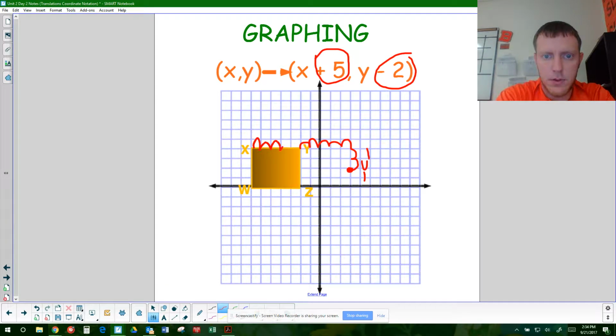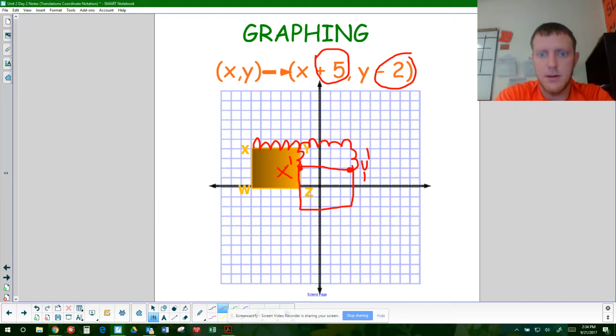1, 2, 3, 4, 5, 1, 2. So right around in here would be my x prime. And then same thing for the w and the z. I'm going to skip a step and just get it drawn. 1, 2, 4, 1, 2, 3, 4. If you recognize what I'm doing, I'm just counting the length of the line.